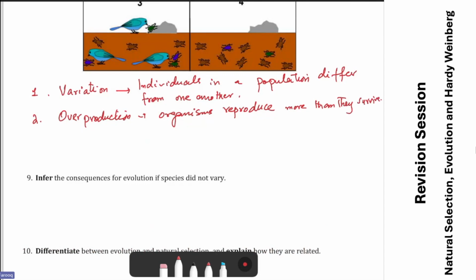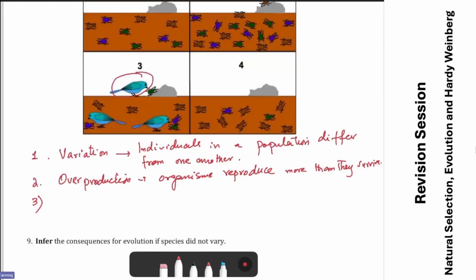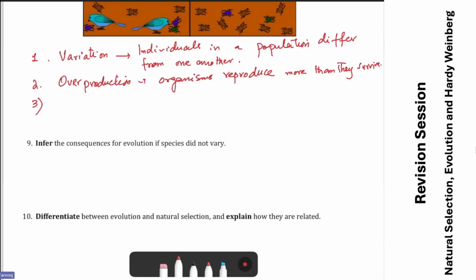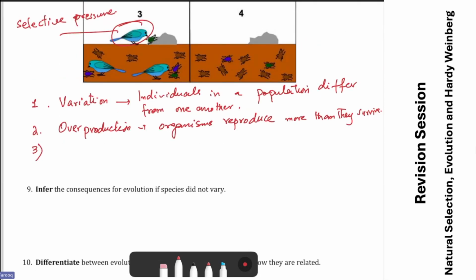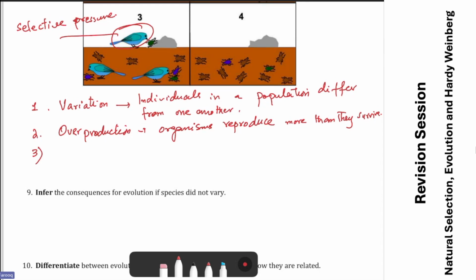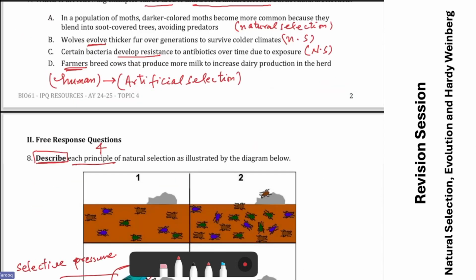Number 3, there is a selective pressure now. Bird is a selective pressure. Bird is here acting as an environmental change. So this selective pressure is now going to attack the species. Basically, the heading selective pressure doesn't fall among these 4.